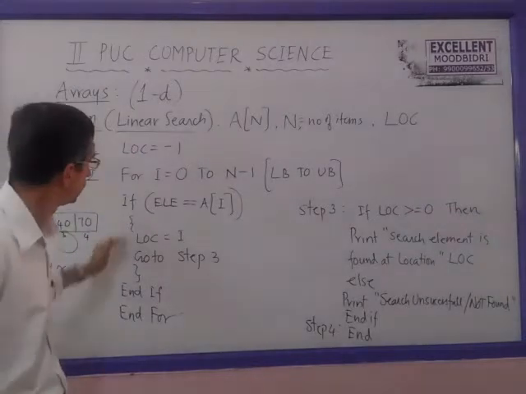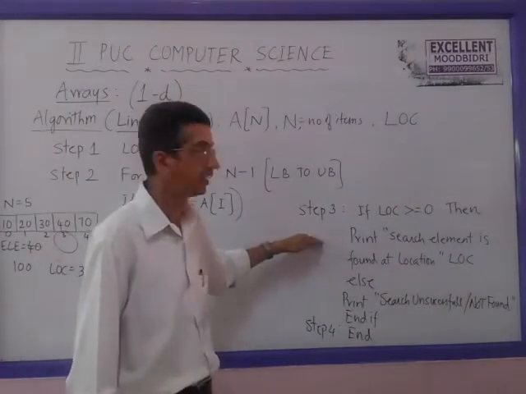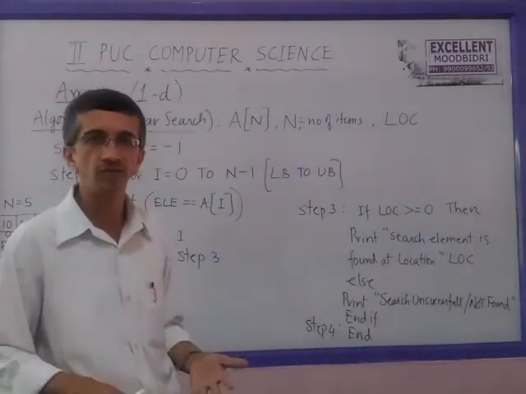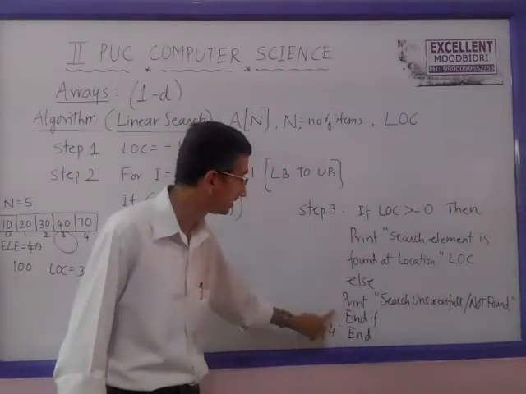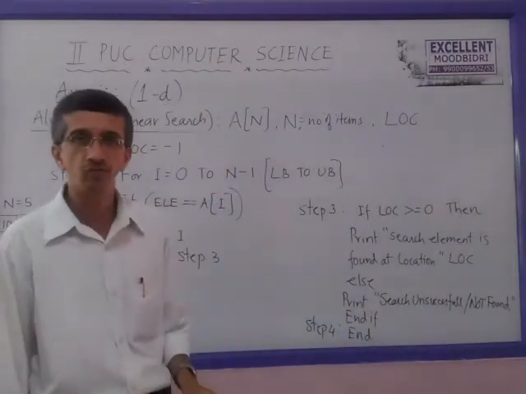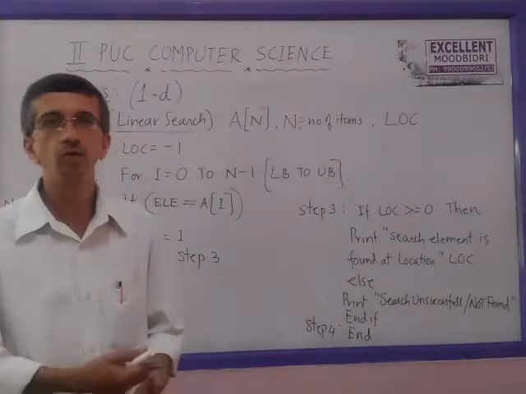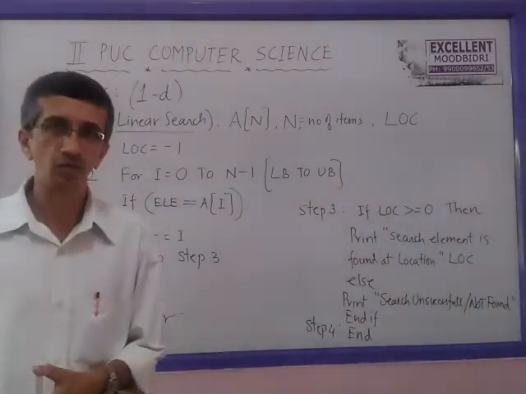So we go after finishing all the iterations to the next step. So here location is more than or equal to 0 becomes false. It is -1 still. So this becomes false. It will not print. It prints else search is unsuccessful or the element is not found. Simple. That is how we will have this algorithm. I hope you have understood this linear search algorithm.